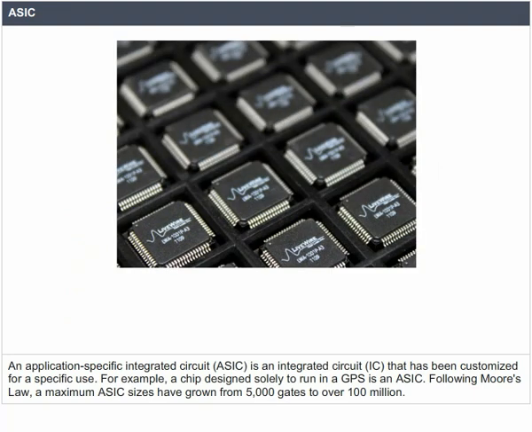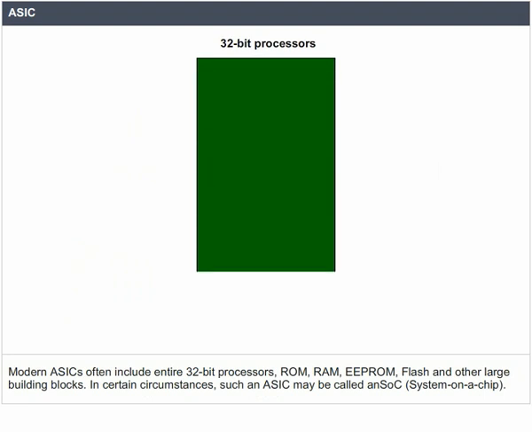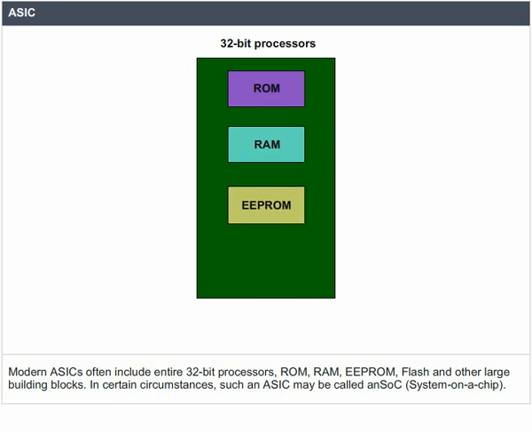ASIC. An application-specific integrated circuit, ASIC, is an integrated circuit that has been customized for a specific use. For example, a chip designed solely to run in a GPS is an ASIC. Following Moore's law, the maximum ASIC size has grown from 5,000 gates to over 100 million. Modern ASICs often include entire 32-bit processors, ROM, RAM, EEPROM, flash, and other large building blocks. In certain circumstances, such an ASIC may be called an SoC, system on a chip.